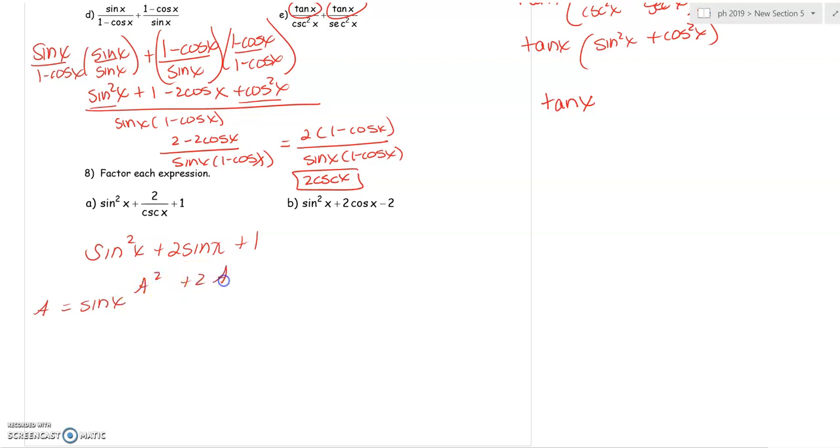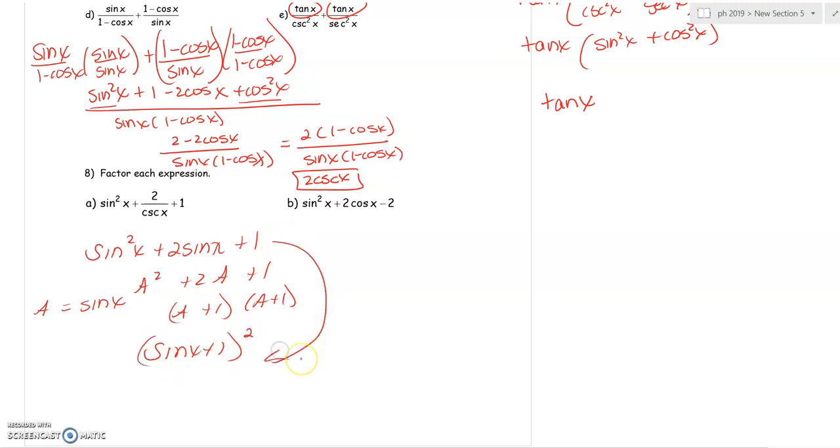And then you realize, oh, but a was really sine x. But some of you might be able to skip that step and go right to here. That's fine too. Okay, notice this problem has a sine and a cosine.